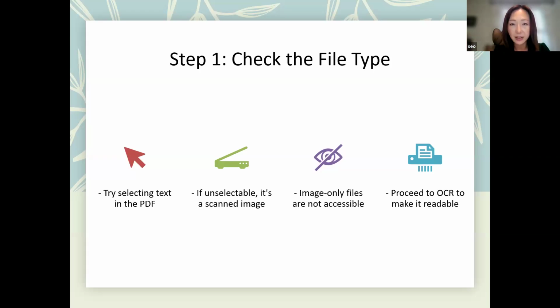The first step is to check the file type. Try to select text in the PDF. If it's not selectable, that means it's a scanned image. It's not readable, it's not text. So image-only files are not accessible. What you need to do is run OCR to make it readable. That's the first step.